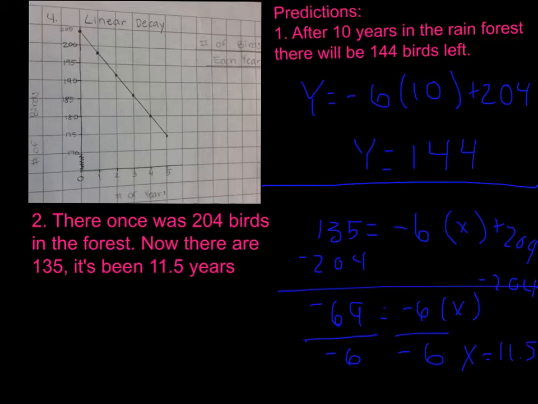And then our second prediction: there were once 204 birds in the forest, and now there are 135, and it's been 11.5 years. 135 would become our y value, and that would equal negative 6 times x plus 204, our start value. You subtract 204 from both sides and get negative 69 equals negative 6 times x. Then you do negative 69 divided by negative 6, and you get x equals 11.5.